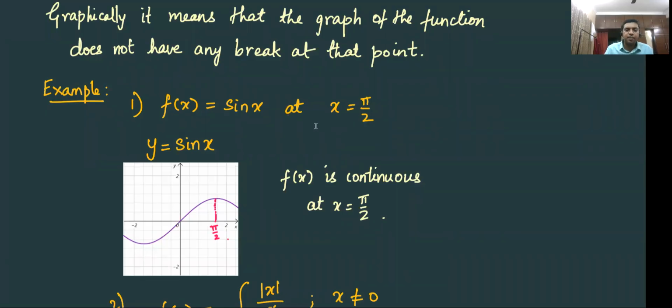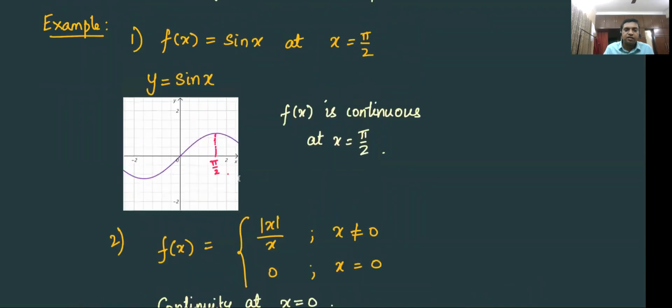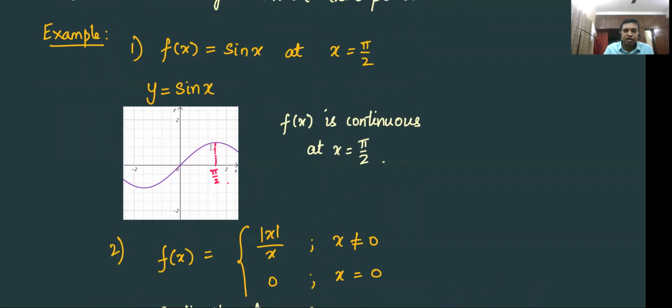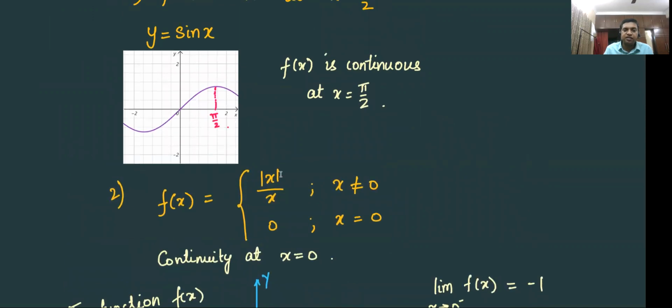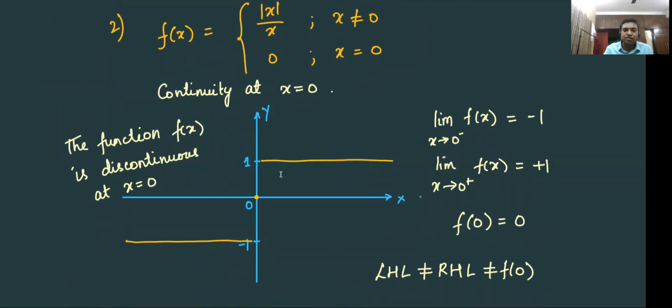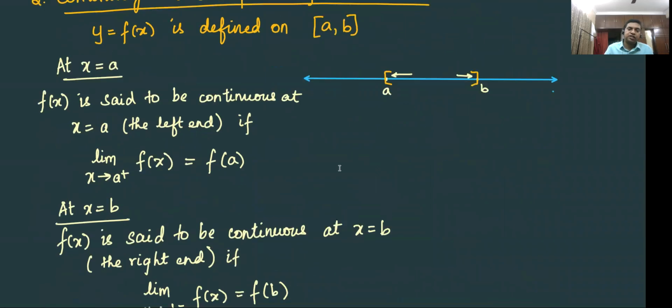So f of x is equal to sin x at x equal to pi by 2, and so this is continuous at pi by 2. Sin x is a continuous function because the left hand limit, the right hand limit is equal to the function value at that point. All are equal to 1. Whereas we discussed this modulus x by x, it is discontinuous because the left hand limit at 0 is -1, the right hand limit at 0 is +1, and the function value is 0.